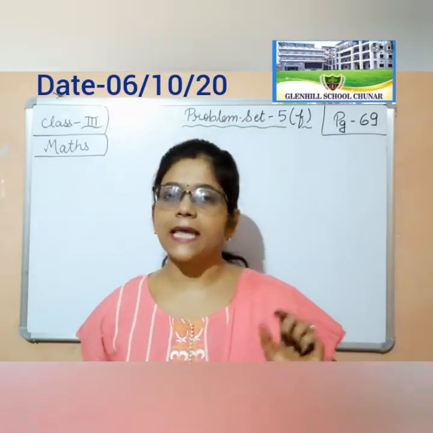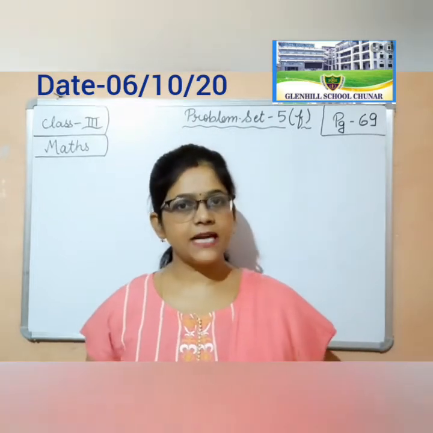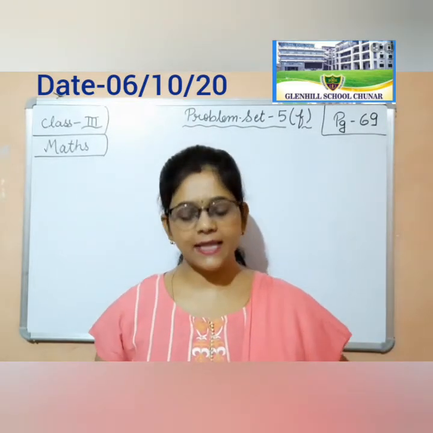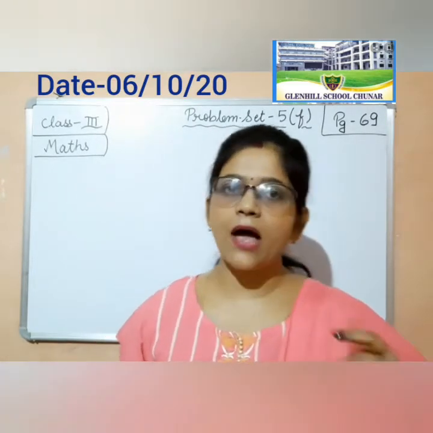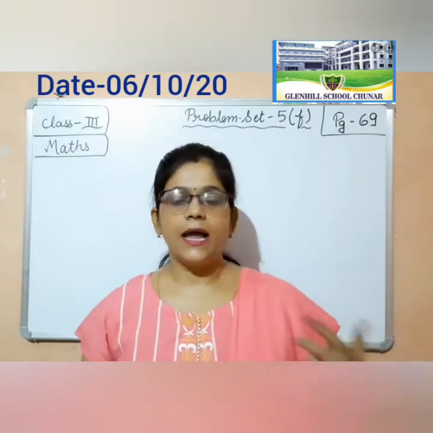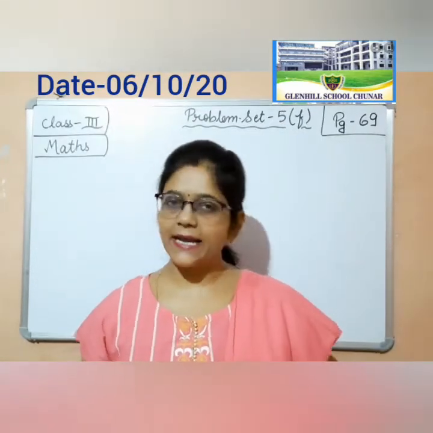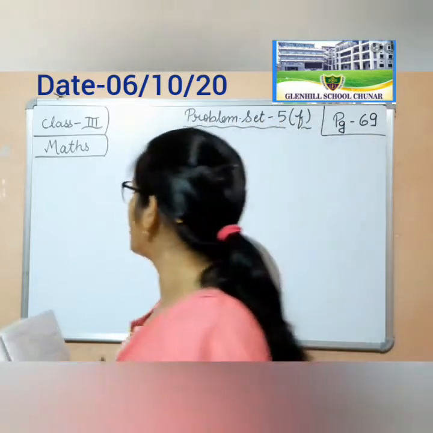It is also same like the previous problem set. Okay, in the previous problem set, the type of division we did, it is also like that only. Okay, and you have to find the quotient. In that also you have to find the quotient, and in this also. So let's see how you have to do.